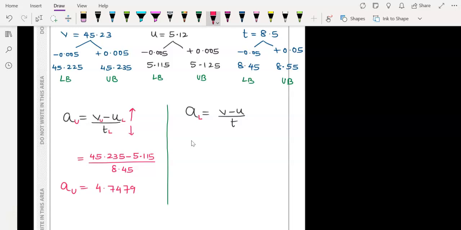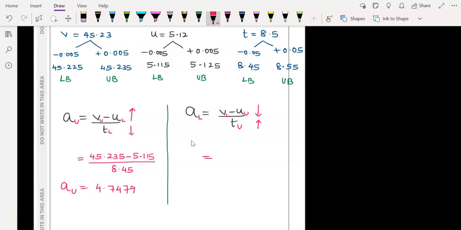To get the least value of A, your numerator has to be the lower bound and your denominator should be the upper bound. So the denominator is the upper bound. Now in the numerator you have subtraction, so your value of V should be lower, subtracted by the maximum possible, so that is the upper bound. So that will give me the least possible value in the numerator. Now let's plug in the values.